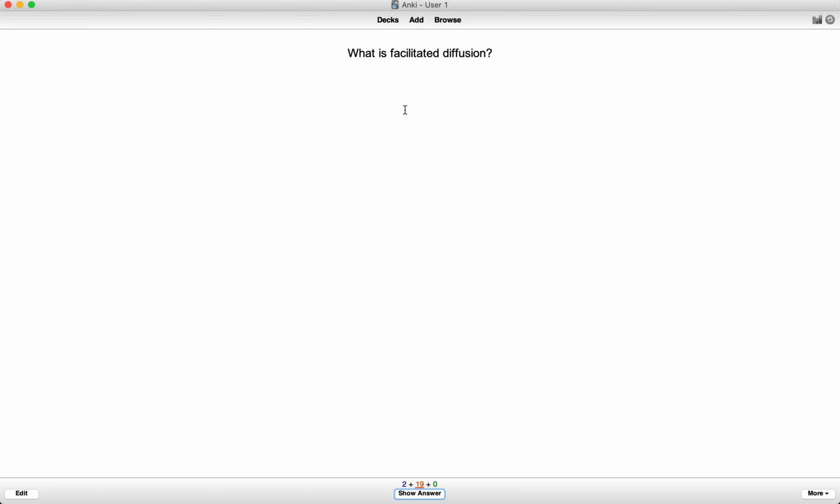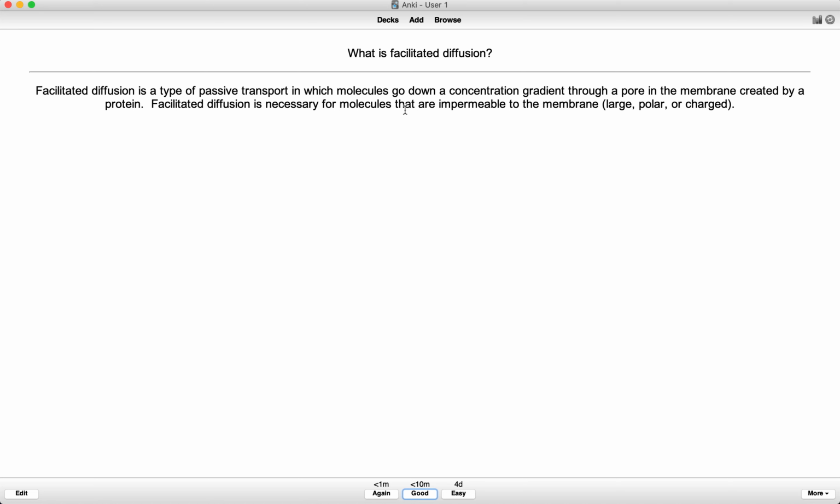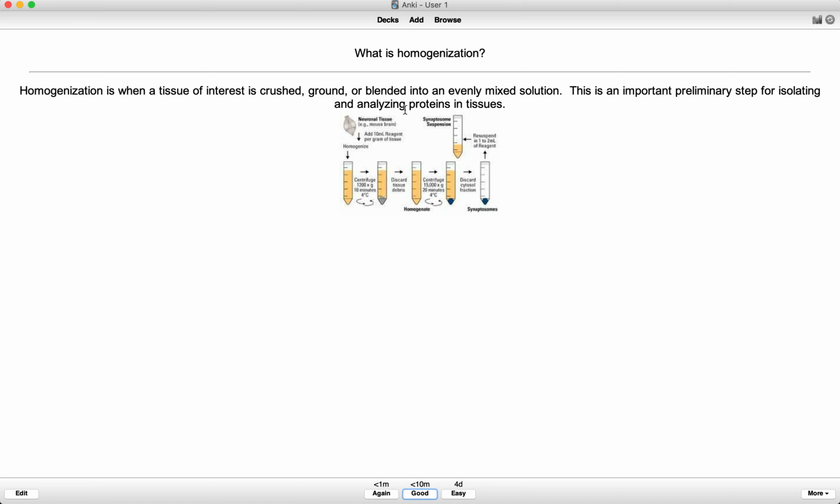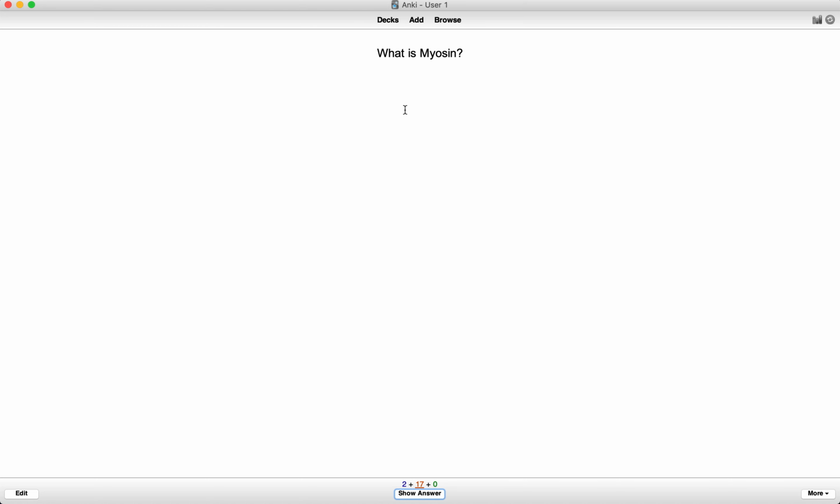Facilitated diffusion is moving large polar and charged molecules through the use of channels. Homogenization is crushing a piece of tissue into an even mixture of solution, typically used for protein isolation. Myosin is a motor protein that interacts with actin, and it's also found in the thick part of the myofibril.